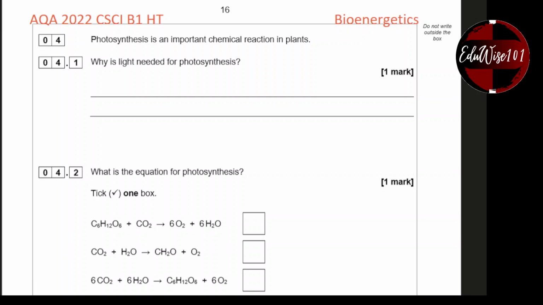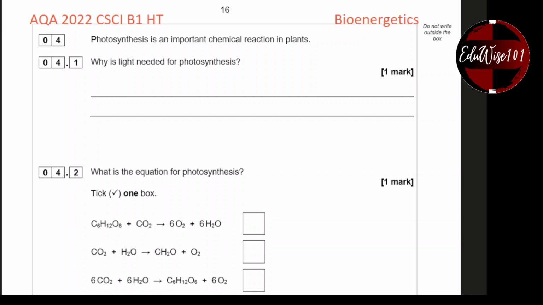In this video, I'm going to go through the AQA 2022 Combined Science Biology Paper 1 higher tier. This is question number 4, which is on bioenergetics. Photosynthesis is an important chemical reaction in plants. Why is light needed for photosynthesis?